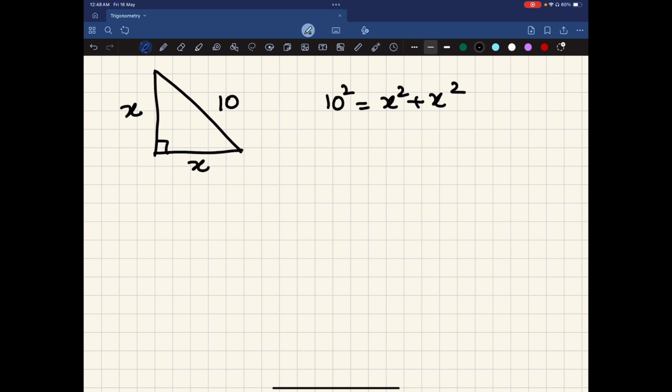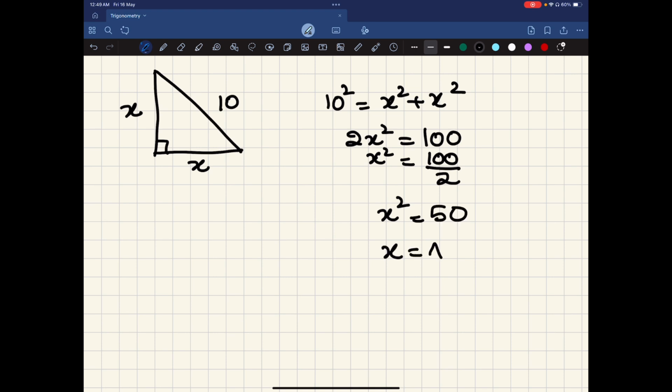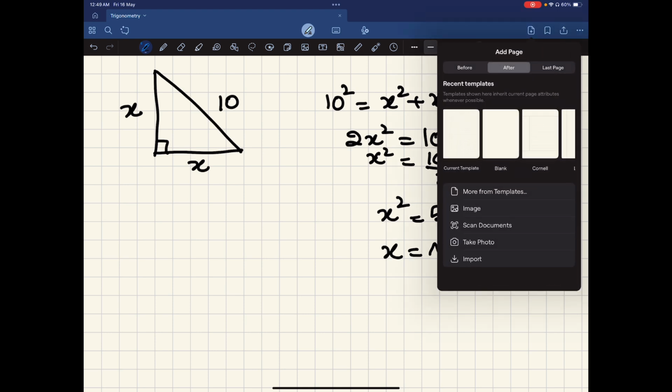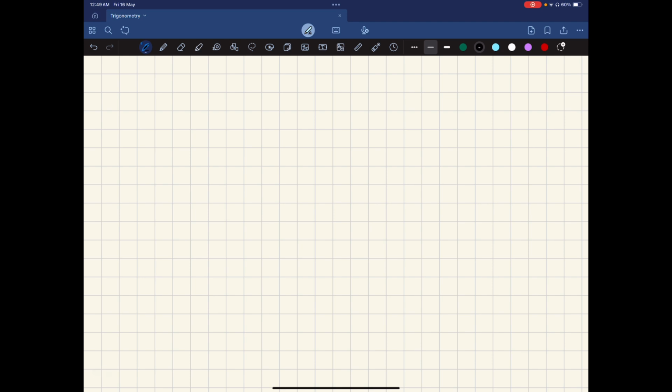So 10 square is going to be equal to x square plus x square. As long as we have one unknown in the equation, we can find the value of that unknown. Okay, so this is going to be 2x square is going to be equal to 100. X square is equals to 100 divided by 2. X square is equals to 50. X is under root 50. Okay, they can also test you in a word problem, such as the one that we're going to discuss.